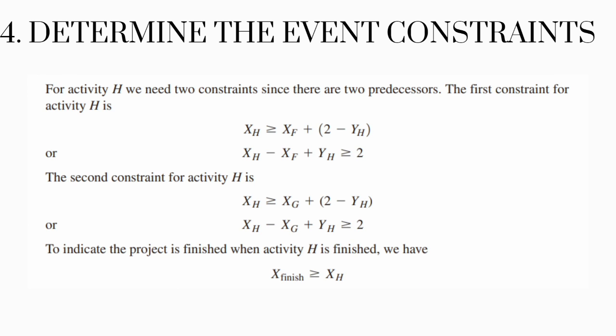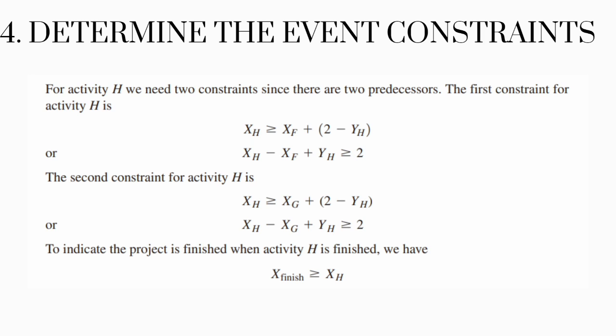The same is also done for activity H, with H's predecessors being activity F and activity G. Both have the same time, which is 2. So x sub h is greater than or equal to x sub f plus 2 minus y sub h. Or we can say x sub h minus x sub f plus y sub h is greater than or equal to 2. The second constraint is x sub h is greater than or equal to x sub g plus 2 minus y sub h, or x sub h minus x sub g plus y sub h is greater than or equal to 2.